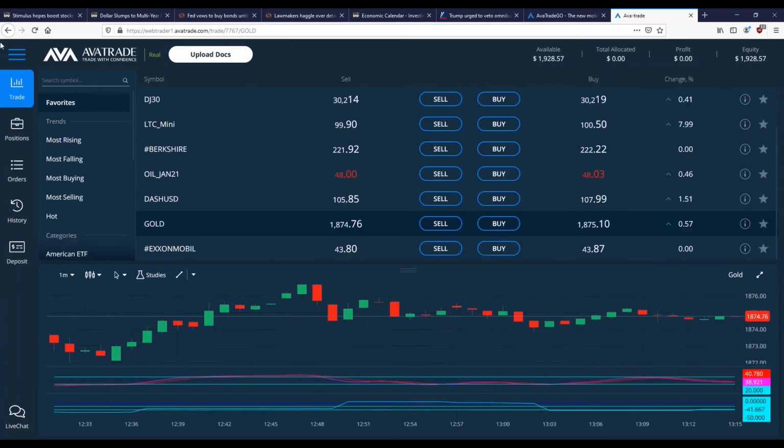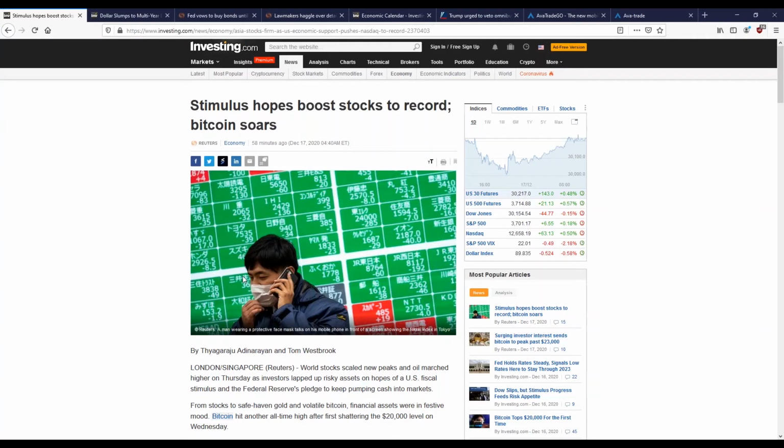All right, so fundamentals, what's happening? Stimulus hopes boost stocks to record, Bitcoin soars. Okay, two different things going on there in that headline. Yes, the stimulus hopes in the US and other places in the world are boosting equities, stocks, indices, going to record highs. Eventually this momentum will die, right? It won't go forever, but that's what's driving the markets up right now.